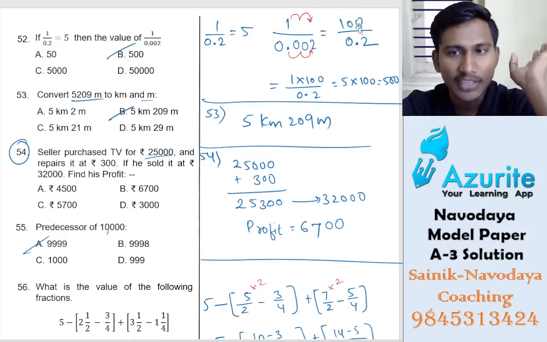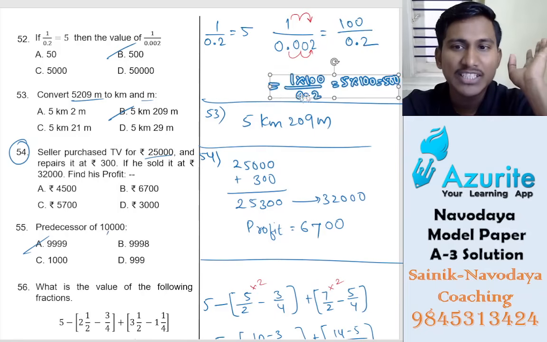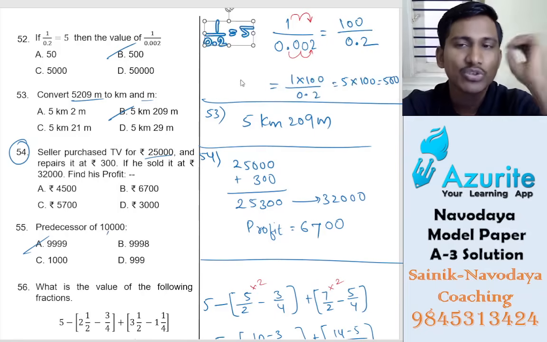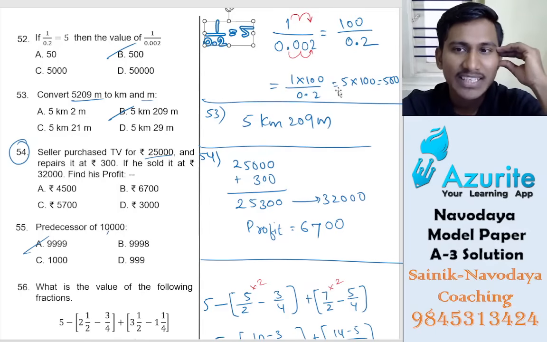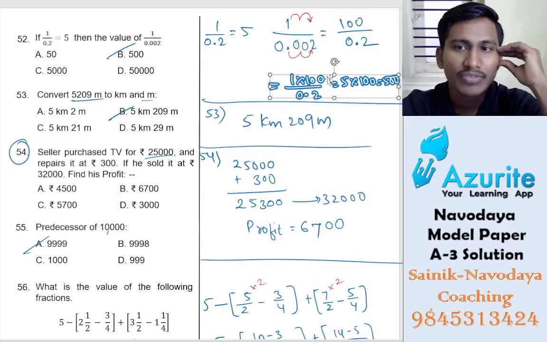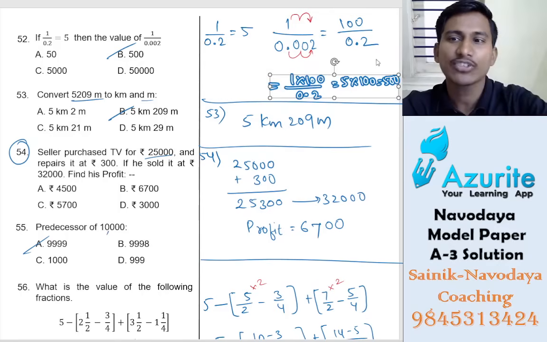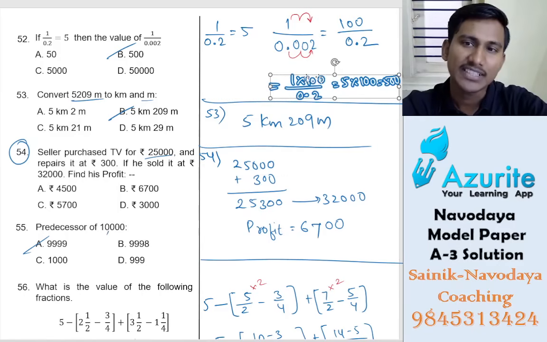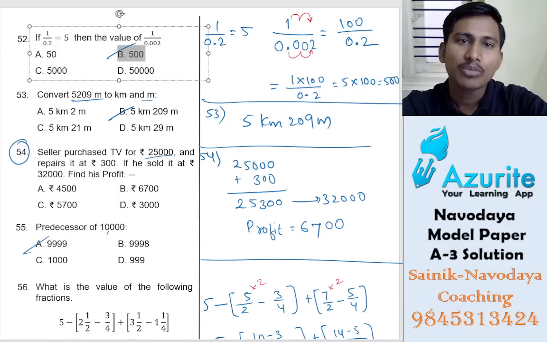Okay. Now here 1 divided by 0.2 is how much? That is 5 here. So 5 into 100. 5 into 100 is how much? 500 is the answer. So 500 is option B here. Got it?